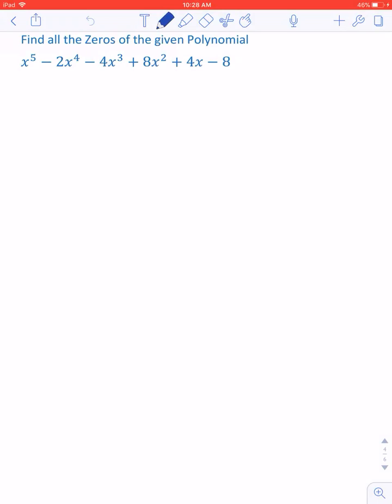Alright, so when we are finding the zeros of a polynomial, our goal is to factor it out as far as possible so that we can find all of the x values that would give us a 0 output. Okay, so what would happen if this whole function was set equal to 0? Here is your order that you should look for things to factor. First, look for greatest common factor.